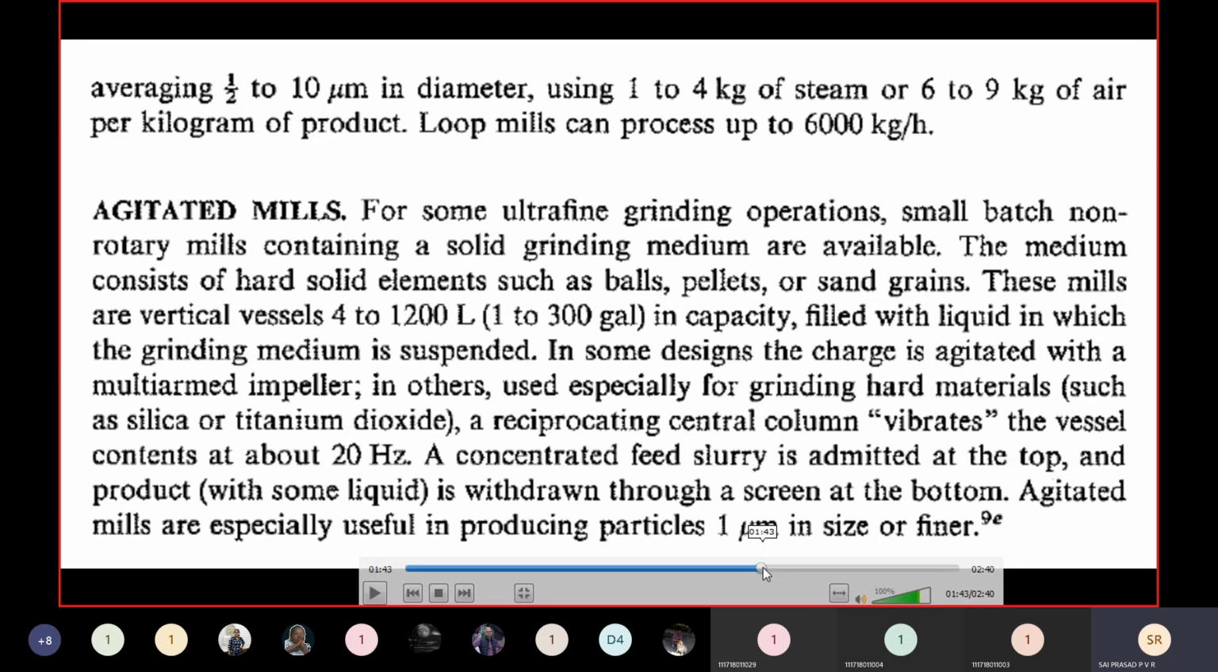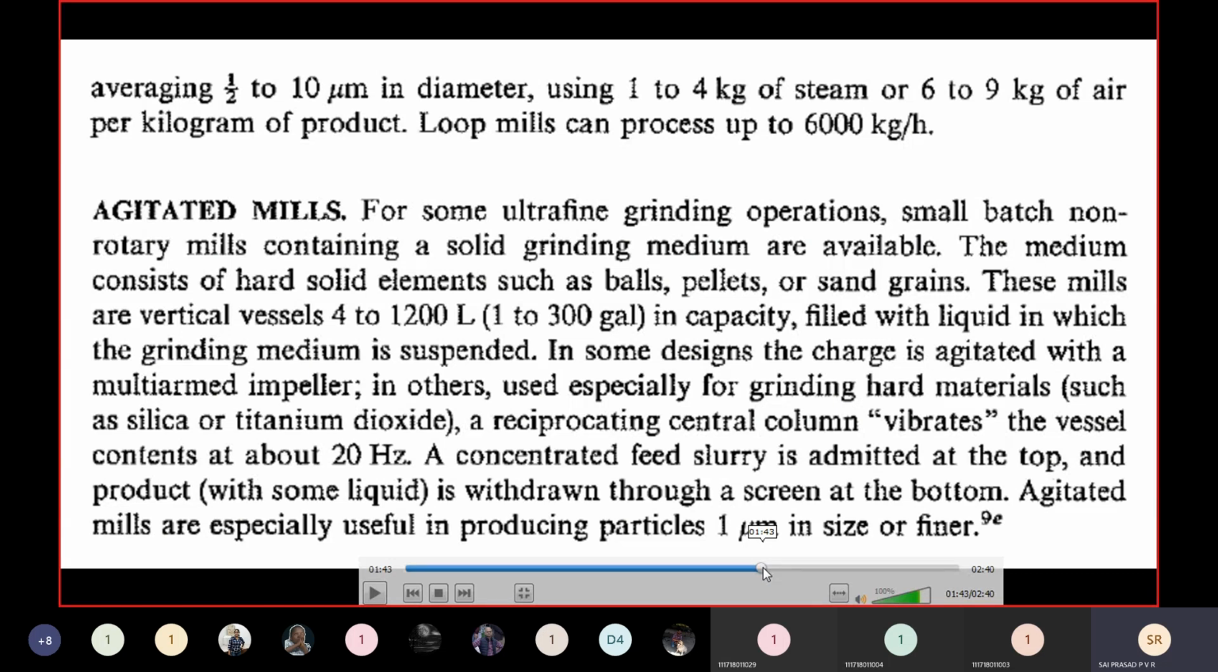Then we have seen one agitated mill in between, in the same description only here. But what is this agitated mill? It is simply a closed container, where we add some grinding medium to it, and then we vibrate it. So this vibration should be reducing the size of the particles. There is no diagram available for it, but let us see.